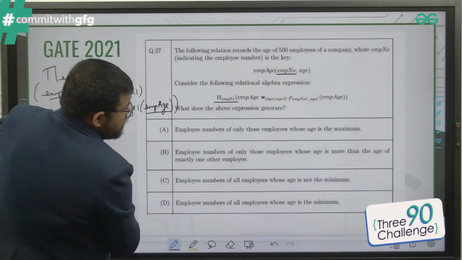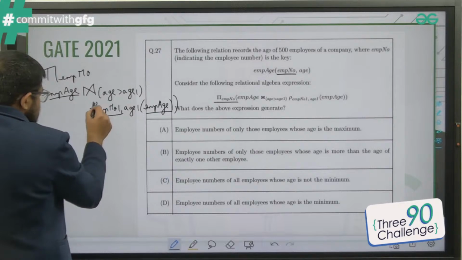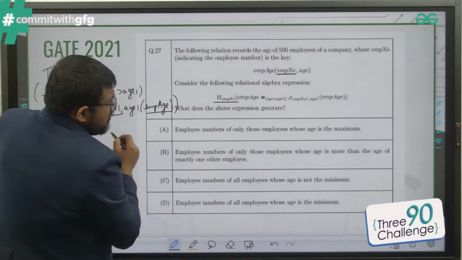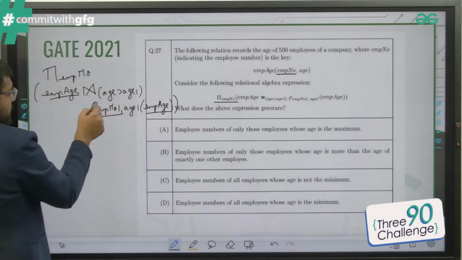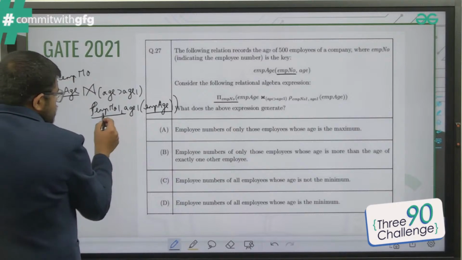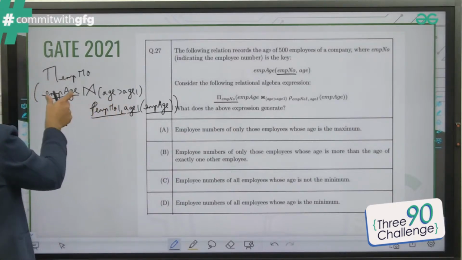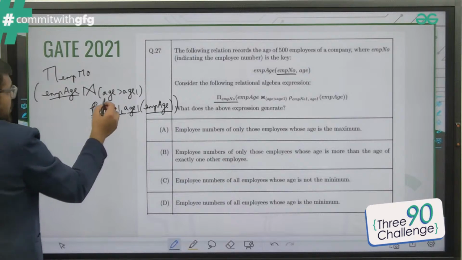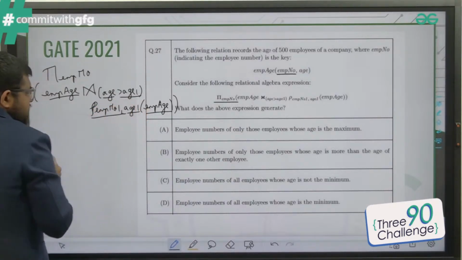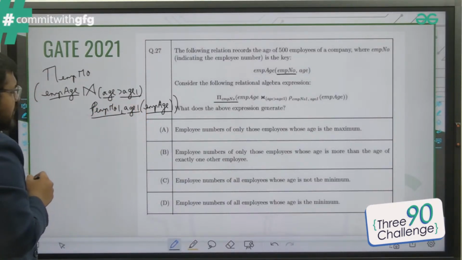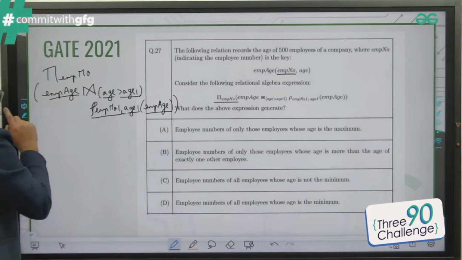This is not P, I guess. Okay, this is the rho rename operator. They have renamed the attributes as employee num 1 and age 1. Okay, and what they have said is you will only take the tuples where age is greater than age 1. Now you see here which all employees will come.